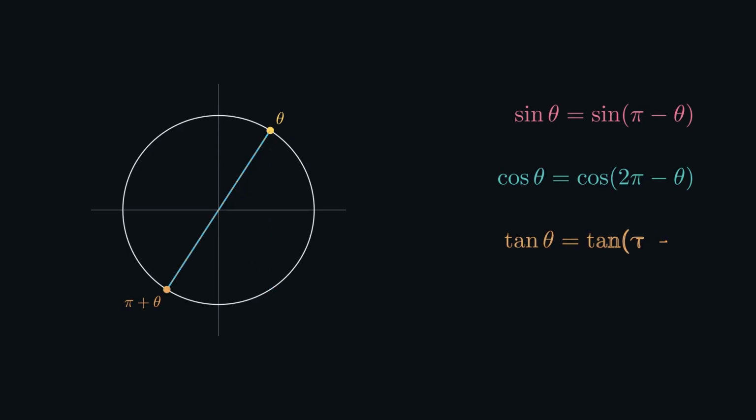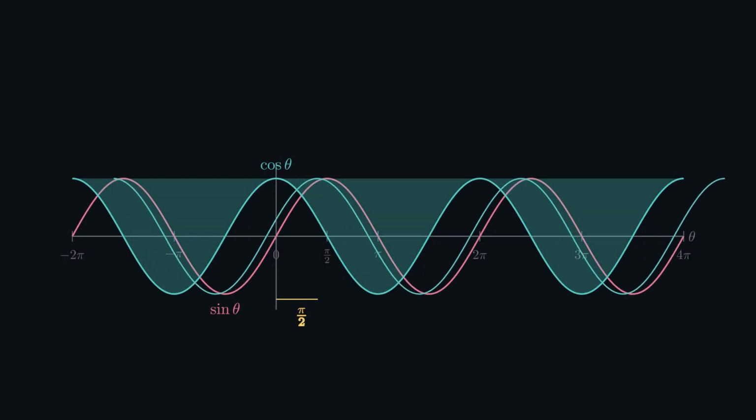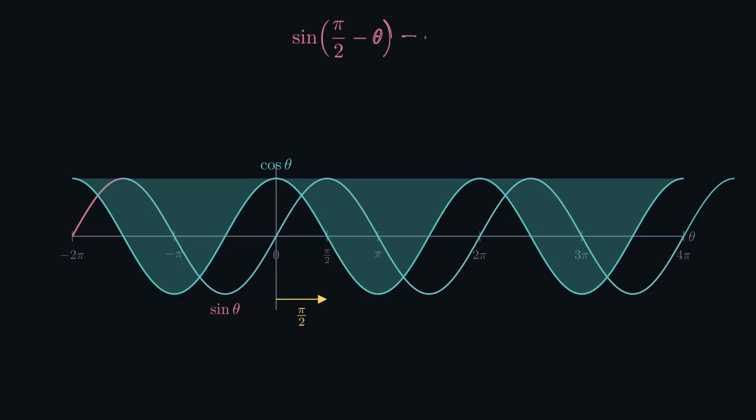There are some other identities which can be deduced through similar means. Considering our four quadrants and their signs, it can be easily seen that sine theta equals sine pi minus theta by symmetry. Similarly, it can be seen that cos theta equals cos 2 pi minus theta, and tan theta equals tan pi plus theta. For pi on 2, it can be seen from the graphs that sine pi on 2 minus theta equals cos theta, and cos pi on 2 minus theta equals sine theta.